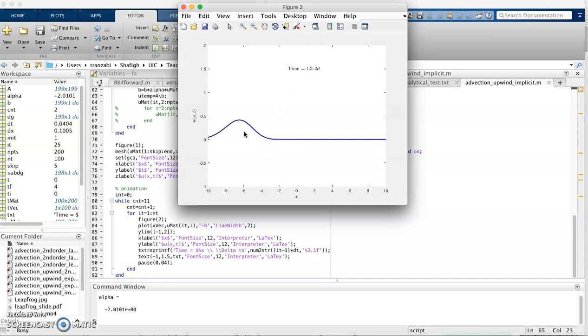So this was the implicit version of the advection diffusion equation. Next is the advection equation. There's no diffusion here.